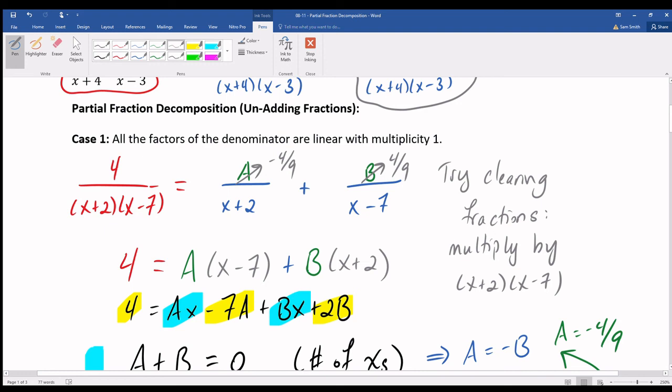And I encourage you to go through and to check. Add together these fractions on the right-hand side and check and see that it does in fact simplify to this fraction on the left-hand side. Now this is the simplest example of partial fraction decomposition. In the future videos, we'll be talking about how to deal with more complicated examples of partial fraction decomposition.